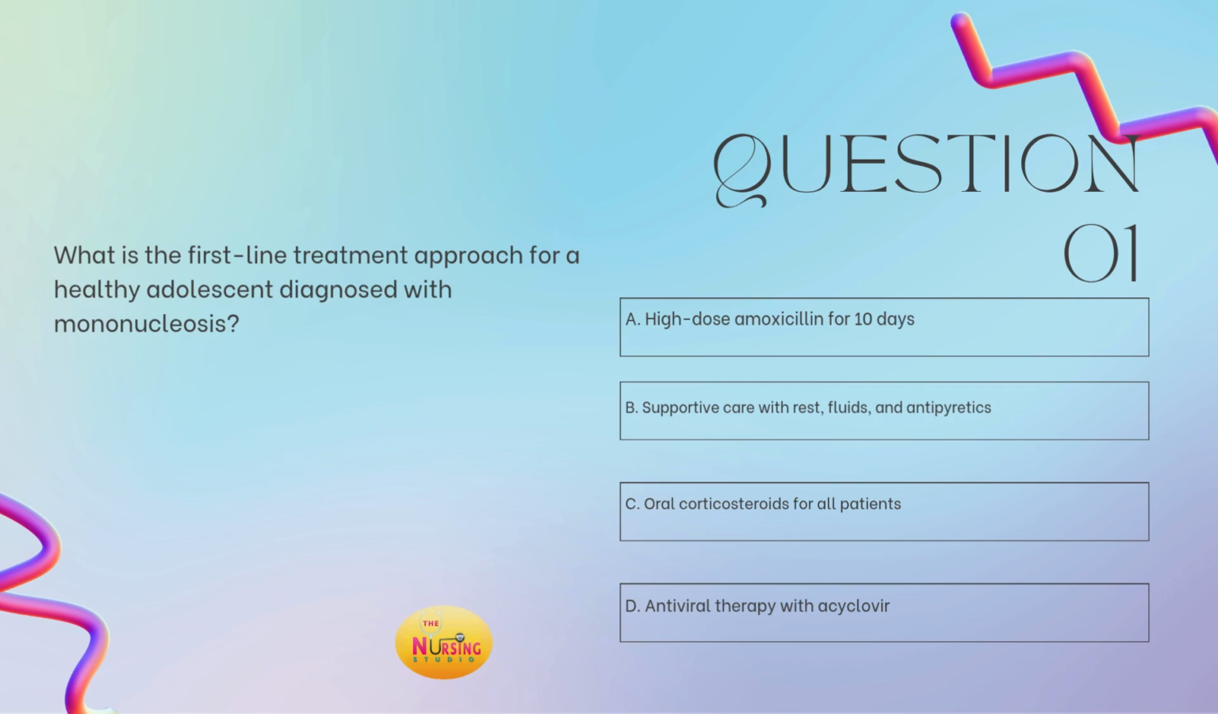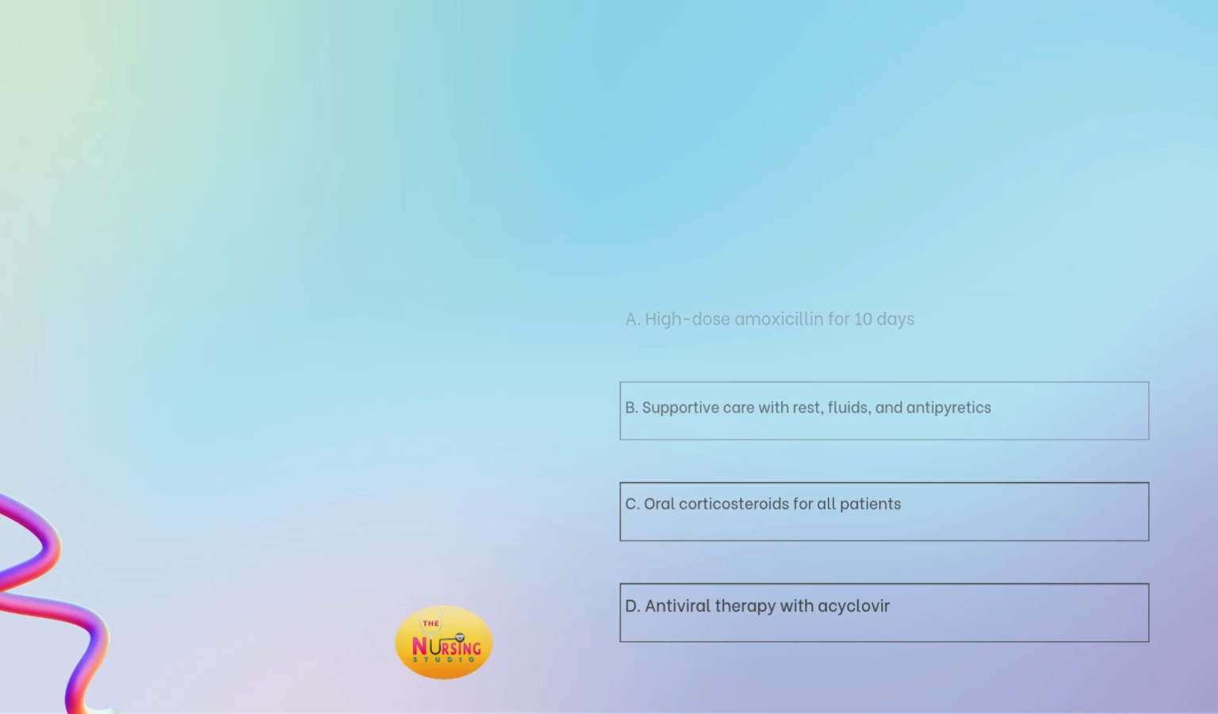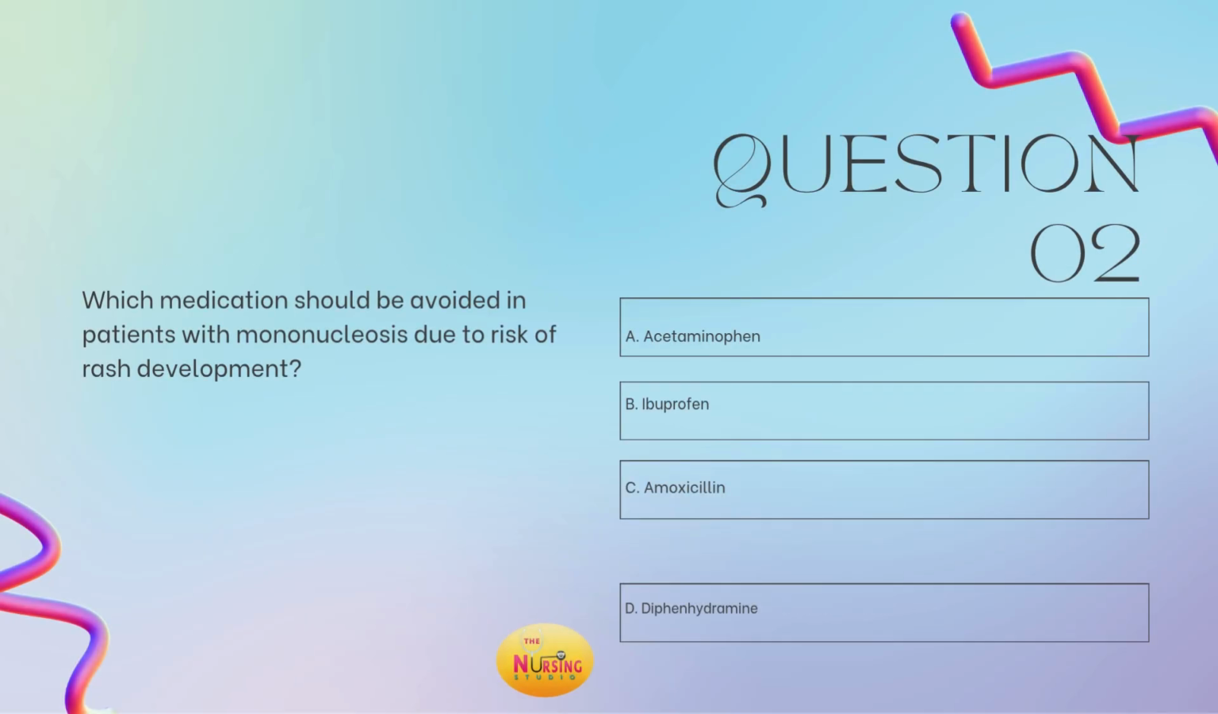We do supportive management, supportive care, symptomatic management for mono. Mono is a viral illness, right? From the Epstein-Barr virus. So we don't need the high dose amoxicillin. You need to give supportive care. You want them to rest. You want them to stay hydrated, right? Supportive care, symptomatic management.